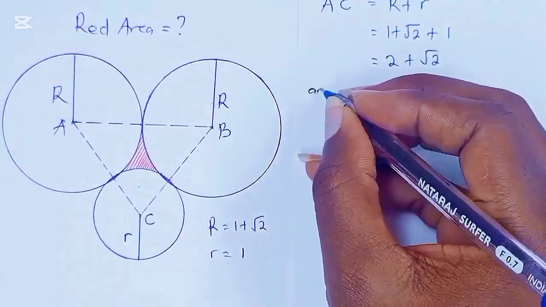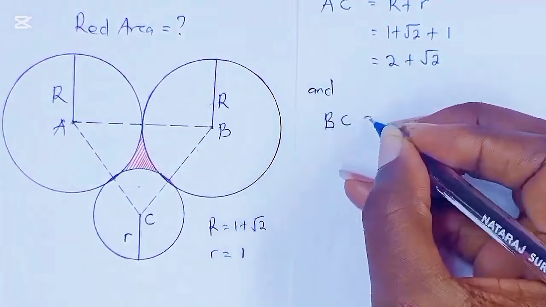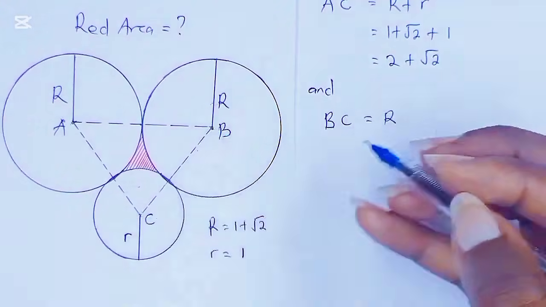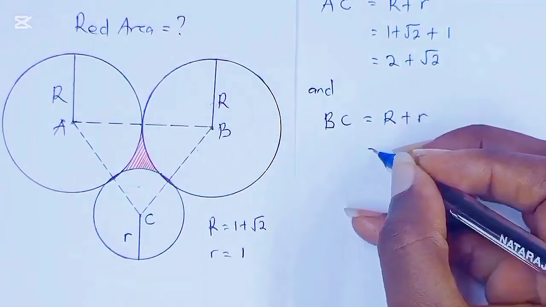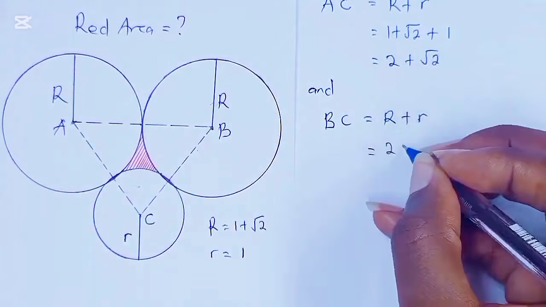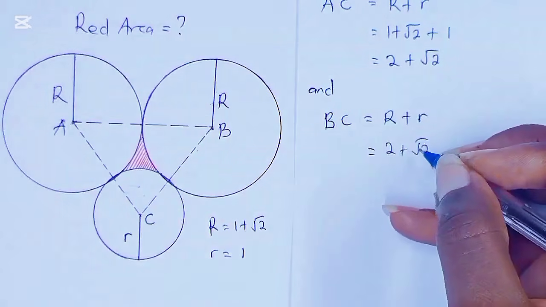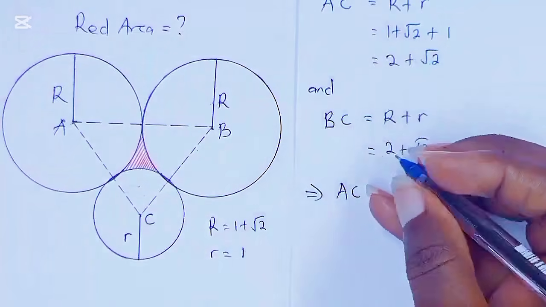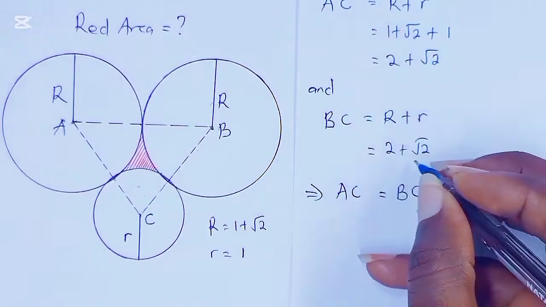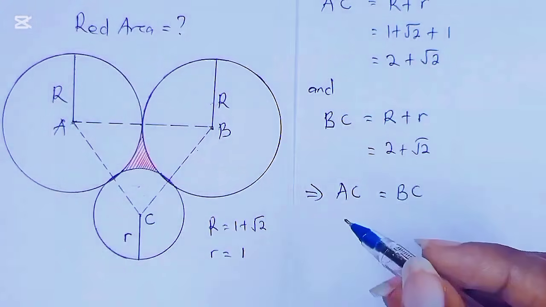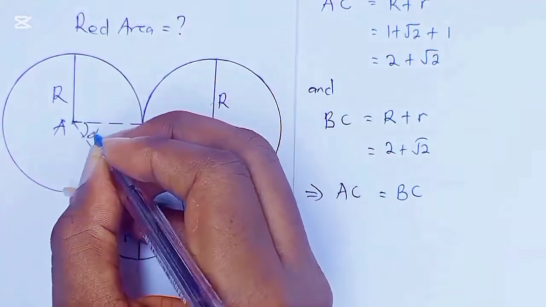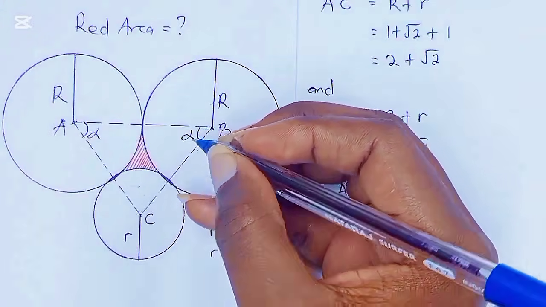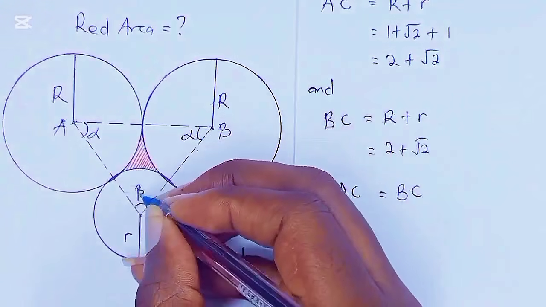And BC is equal to, from this point to this point is capital R, from this point to this point is small r. So it's also R plus r, which is equal to, we've already got that, it is 2 plus root 2. This implies that AC is equal to BC. So this means that if this angle is theta, then this angle is also theta. Now let's suppose that this one here is beta.